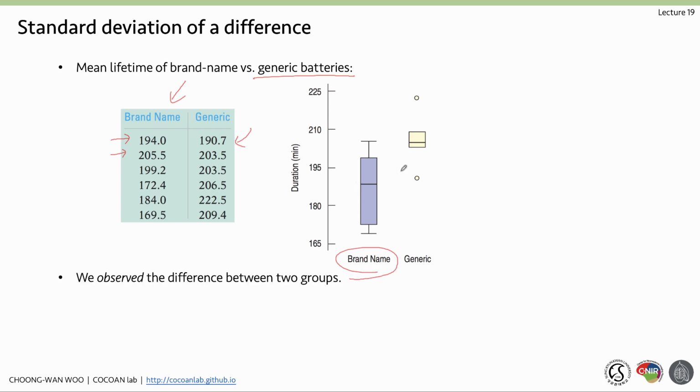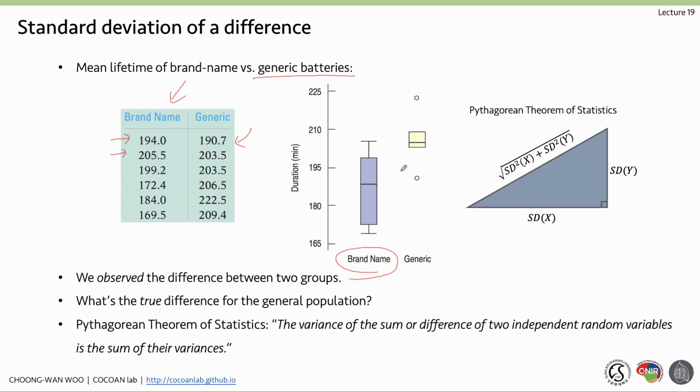So we observed this difference between two groups, and what's the true difference for the general population? To know that, we need to know the standard deviation of a difference. We can say something about the population and sampling distribution, right? And there is a Pythagorean theorem of statistics, that is the variance of the sum or difference of two independent random variables is the sum of their variances.